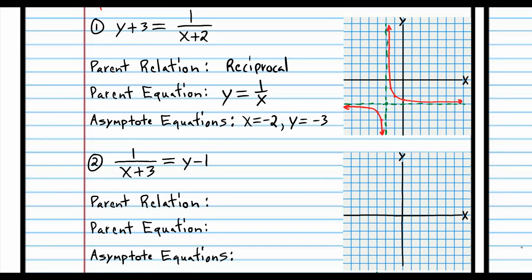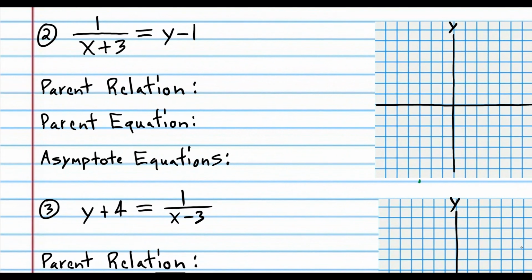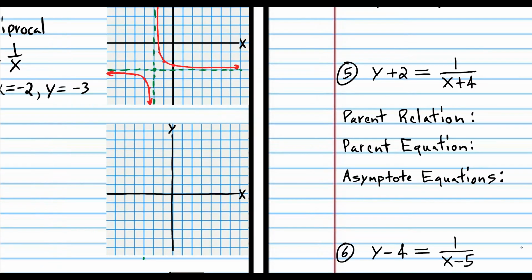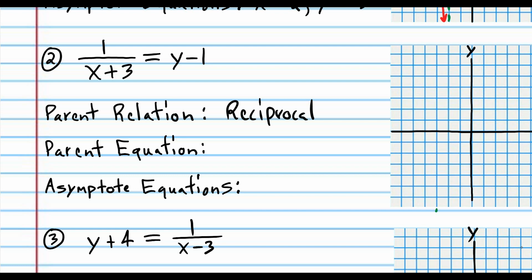So let's go on to number 2. We're going to graph this relation up here. And notice that we have, again, a variable in the denominator of a fraction. So looking at your library of relations, this is going to be the reciprocal relation, and the parent equation is 1 over x is equal to y. Now you can write y equals 1 over x. It's the same thing. I just wrote it like this because up here are fractions on the left side.